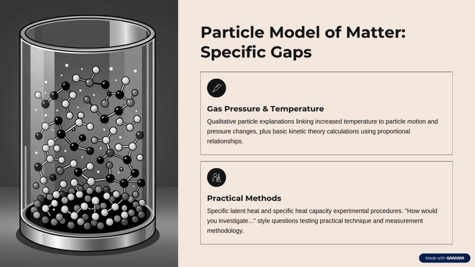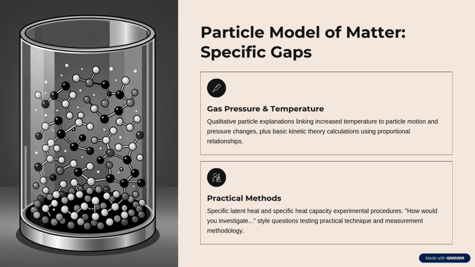Now, next, in terms of particle models, specific gaps are to do with gas pressure and temperature. Remember, when the temperature goes up, particles move faster and pressure goes up. We don't need any fancy words, we just need logic. Practical methods, especially with specific latent heat and specific heat capacity, those how-would-you-investigate kind of questions. So learn the setup, measurements, repeat readings, etc. You're proving you can be trusted with a stopwatch and a brain, technically, basically.